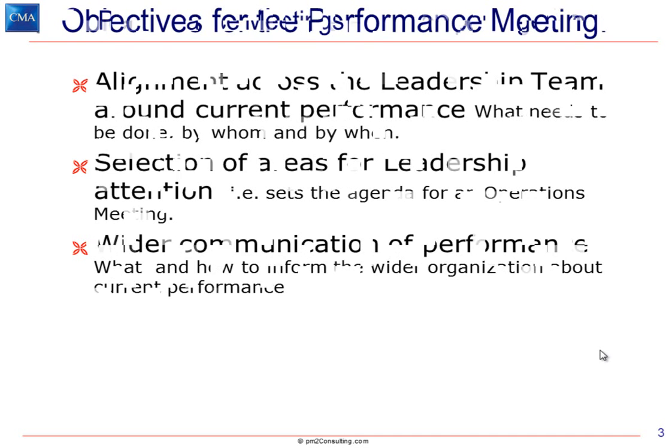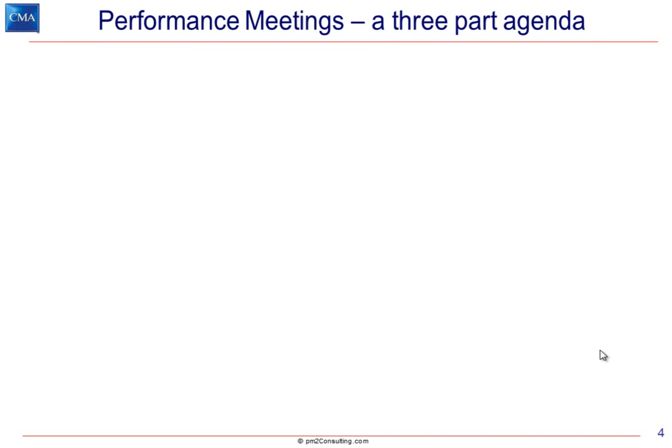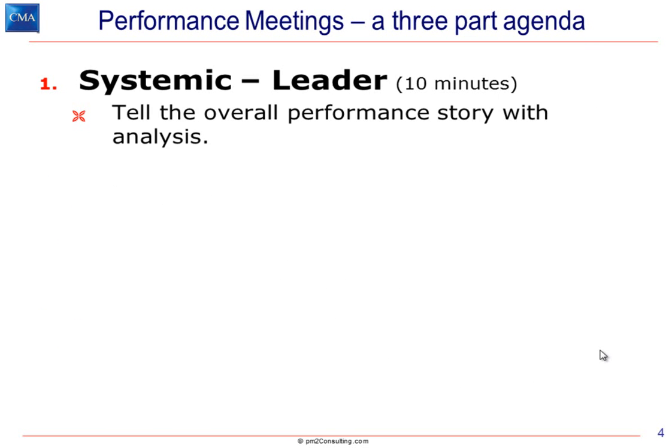Now, inside the meeting itself, there really are three levels of the conversation. First, there needs to be something that I'm going to call systemic. Typically, the leader is going to take about 10 or 15 minutes and tell the story of the overall organization performance based on the strategy model and the indicators.